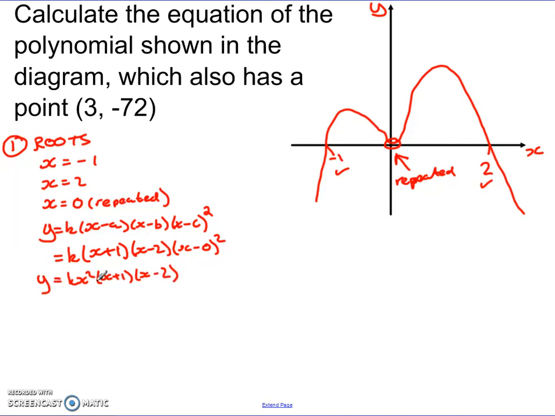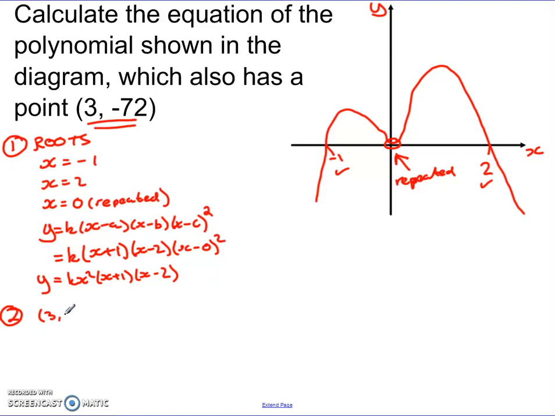Now we've used the roots to get this. We then need our second bit of information, our y-intercept, but the problem here is our y-intercept is (0, 0). If we substitute that in here, we're going to get nothing on this side, because it's going to be 0 squared times everything, which is 0. However, we are given a point of information. We are given the point (3, -72). So what we can do is use that in our equation, and that will help give us k.